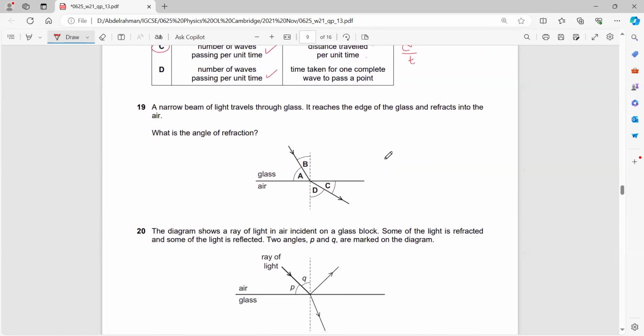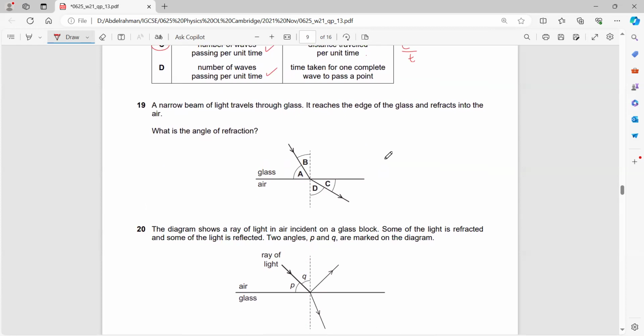Question 19. What's the angle of refraction?